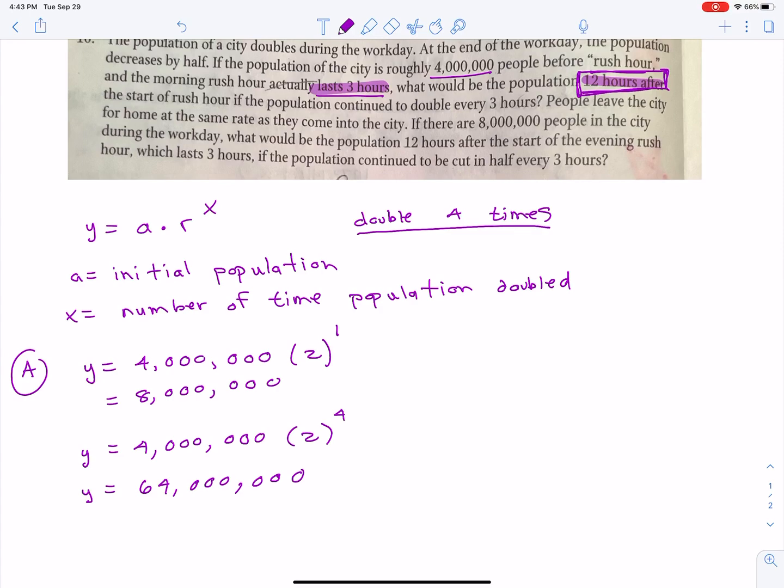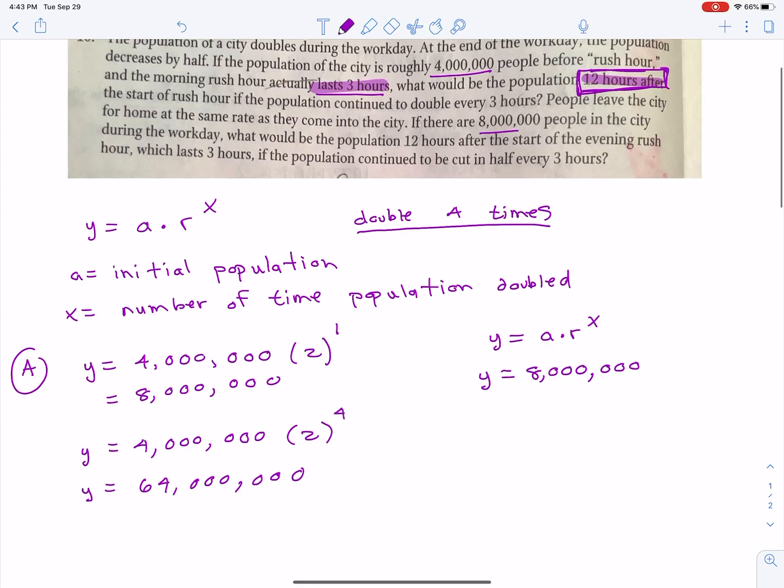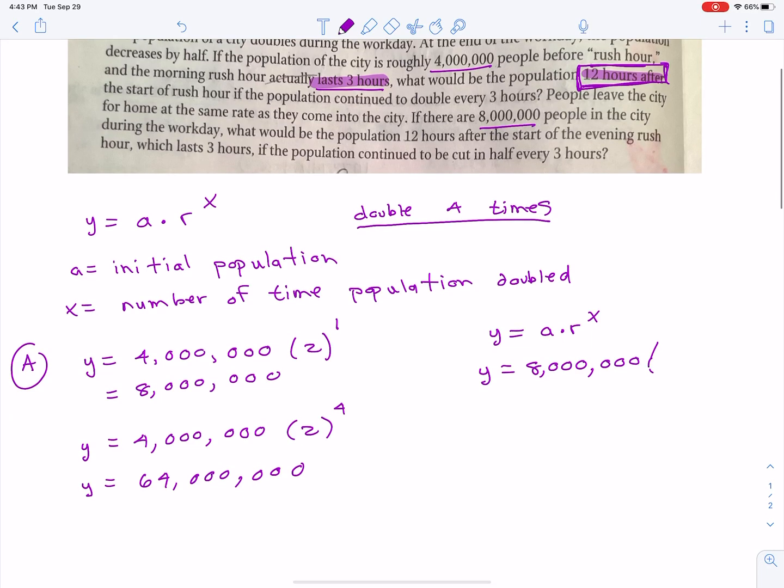So let's look at this situation. Again, we're going to use the formula y equals a times r raised to the power of x. So y equals a, where now our initial population is 8 million, because that's what they told us. Our growth rate now is not doubling anymore. It's actually decreasing, so our growth rate is 1/2. And again, it's going to go through this process 4 times.